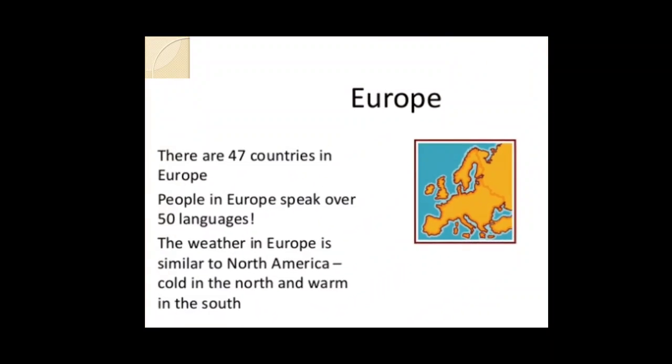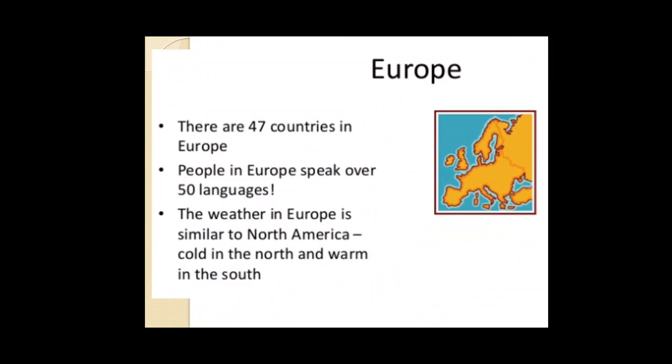Okay, the next one is Europe. What's the name of the next continent? Europe. It is much smaller than Asia, the continent which lies to west of Asia. The Arctic Circle passes through this continent. It is bound by water bodies on three sides. You can see the map, world map. So there are totally 47 countries in Europe. People in Europe speak over 50 languages.